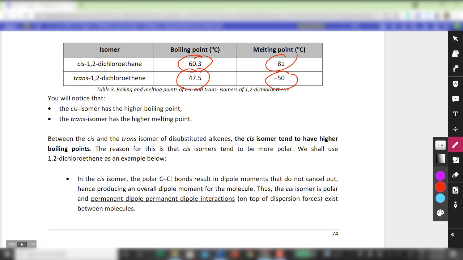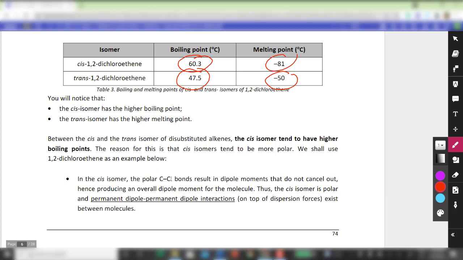That means that if there is a net dipole moment, like let's say for cis-1,2-dichloroethene, we would expect the permanent dipole interaction to be stronger as compared to the case of trans-1,2-dichloroethene, which has more of dispersion forces. Because it has a net dipole moment and stronger PD, you would expect cis-1,2-dichloroethene to require more energy to overcome the stronger PD, and therefore it boils at a higher temperature.